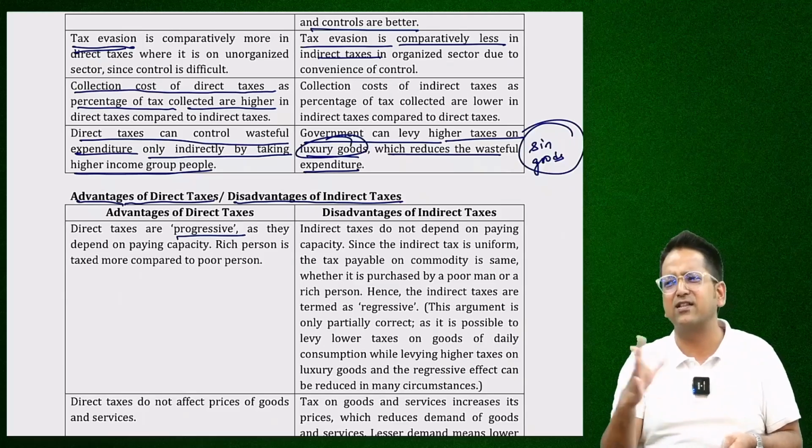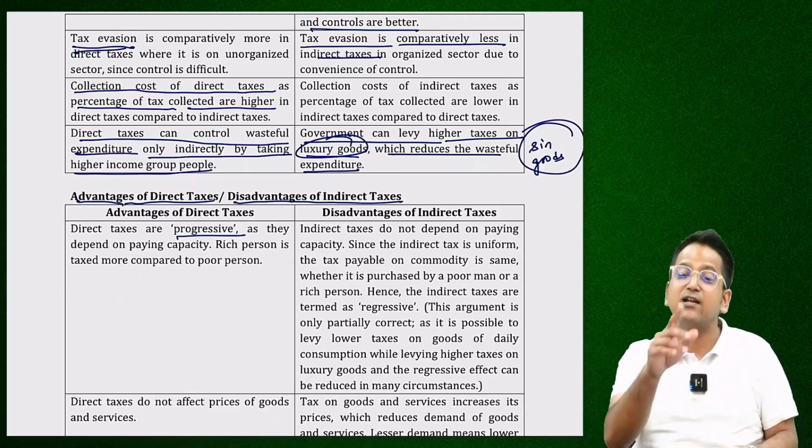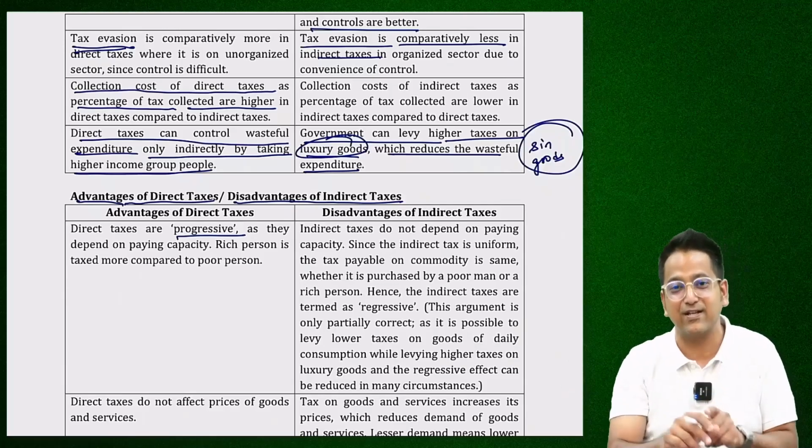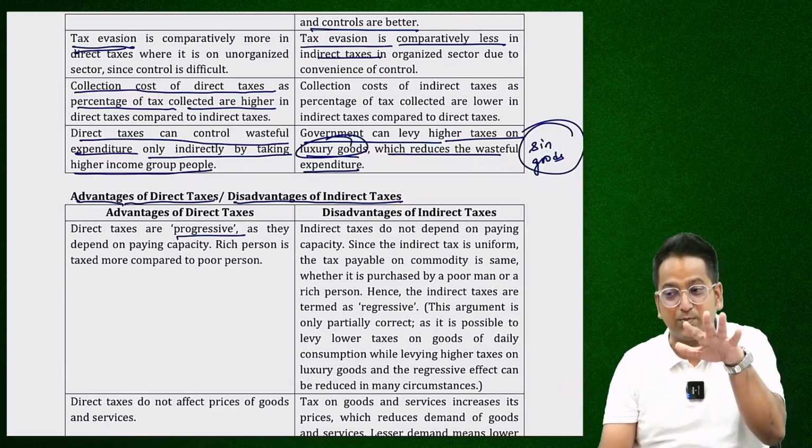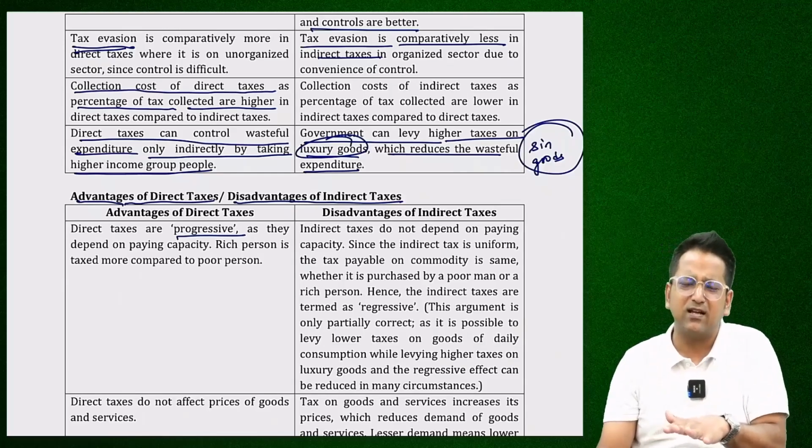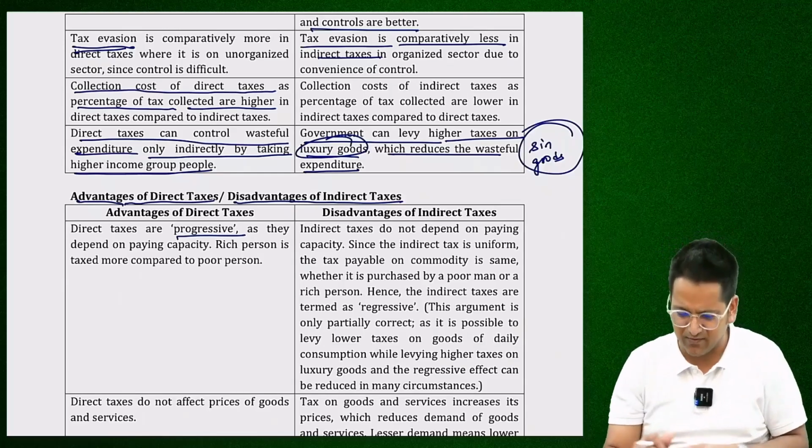So we can't say that the rich and the poor pay the same tax. However, even the poor pay the same tax on some items, making it regressive. This is its drawback, as both the rich and the poor are taxed equally. But in the inner sense, it is also progressive.